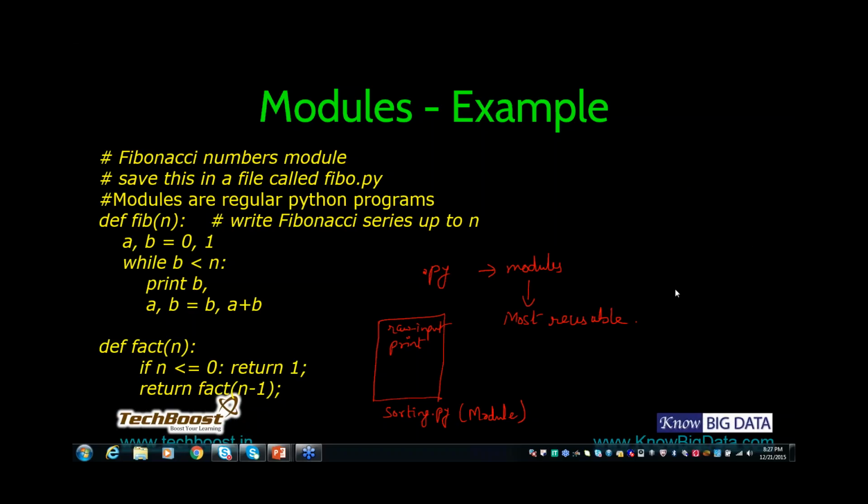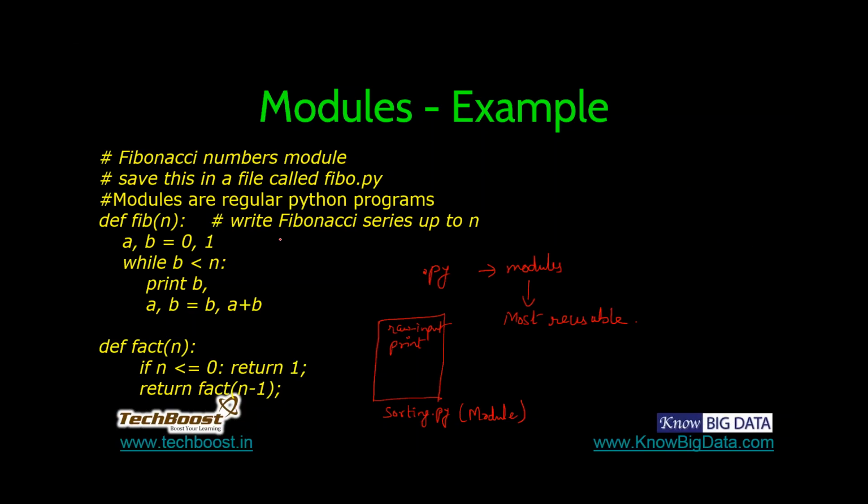Fine. All right, so now what we are trying to do here is we have got two functions. One function is Fibonacci series. So this function calculates the Fibonacci series up to number n. You pass in a number and the Fibonacci series till that number is printed. All right. The second function is calculating the factorial of a number. All right. Now I have clubbed these two functions and written them down in a file named fibo.py. Right. Now my file fibo.py has got these two functions in it.